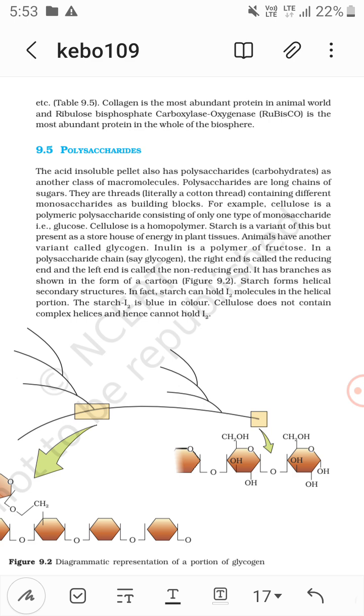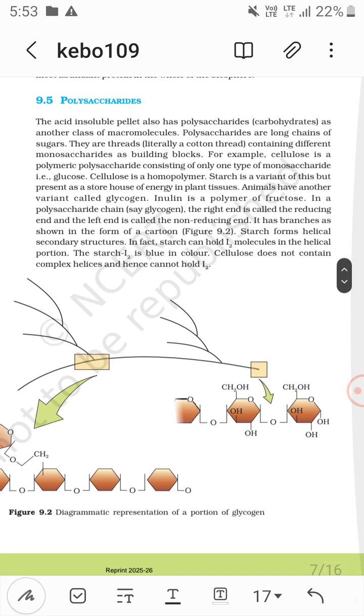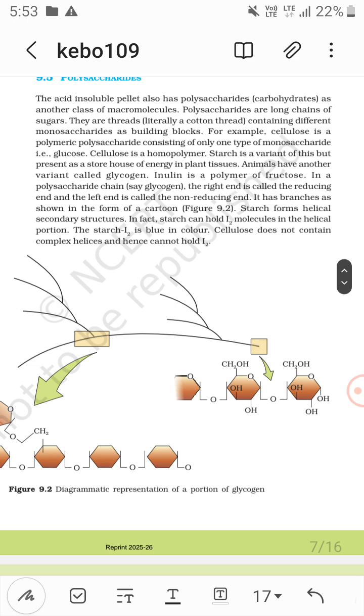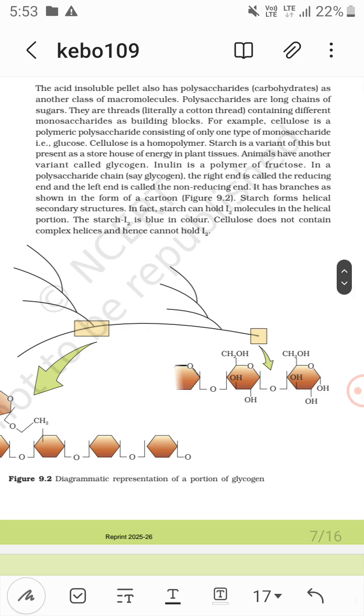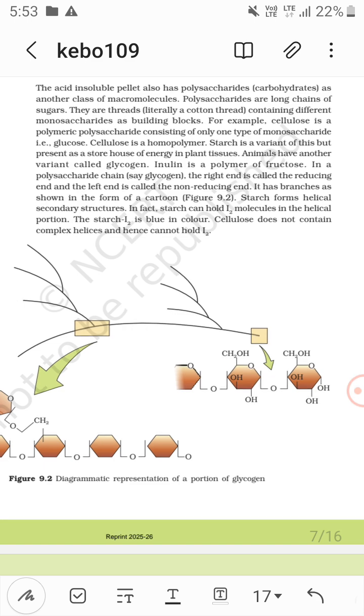Now polysaccharides are found in the acid insoluble pellet. These are carbohydrates, long chains of sugars. Okay, polysaccharides and sugars are both carbohydrates. And then cellulose: it is a structural polysaccharide made up of glucose, and cellulose is a homopolymer. And now starch and glycogen. Starch and glycogen both are storage polysaccharides found in plants and animals respectively. And inulin is a polymer of fructose.